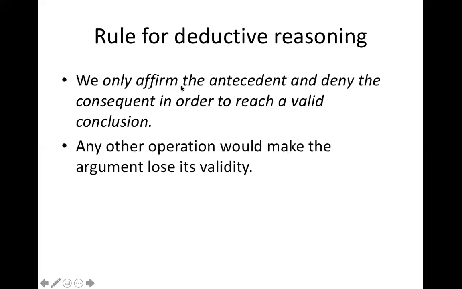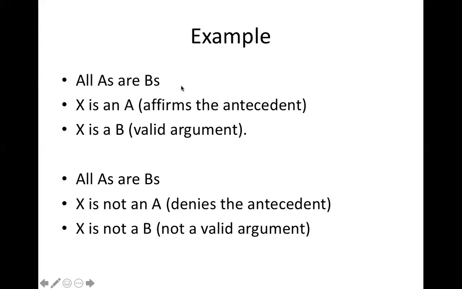Okay, so let's find out why it is so. Now let's look at these examples. All A's are B's. X is an A, which affirms the antecedent. So X is a B. We say this is a valid argument because it affirms the antecedent.